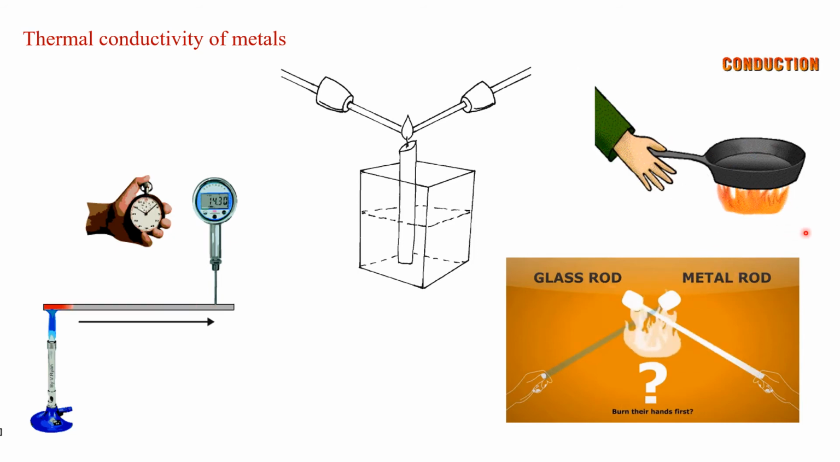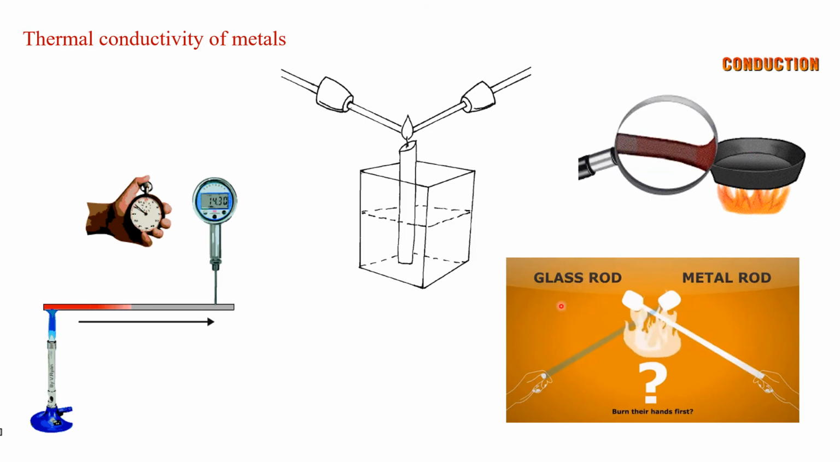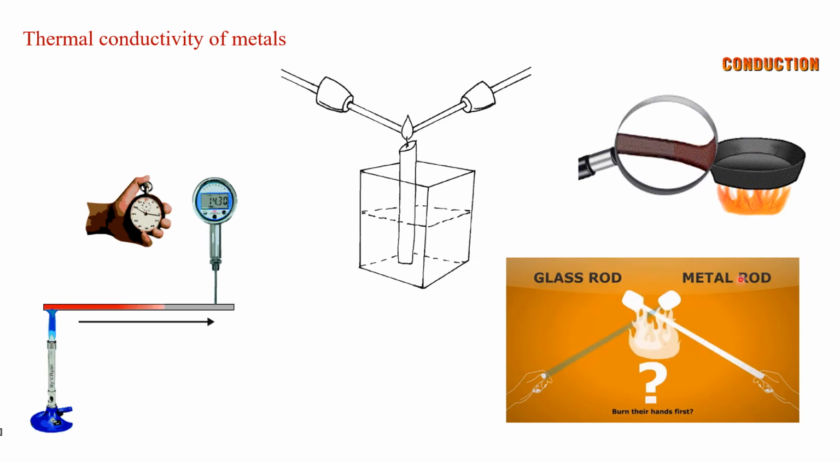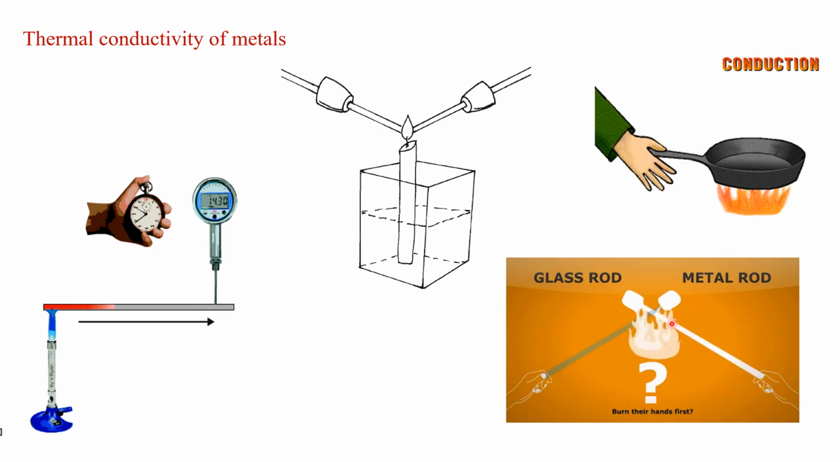Okay, and next, here there are two rods present. One is made of metal, this is the metallic rod, and one is made of glass. And can you tell me which rod burns the hand first? To clear this concept, from this picture you can observe that the metal rod burns the hand first. And that's why we can say metals are better conductors than glass.